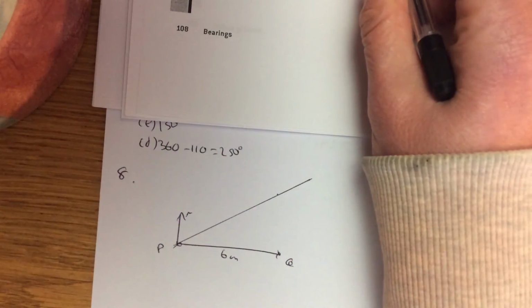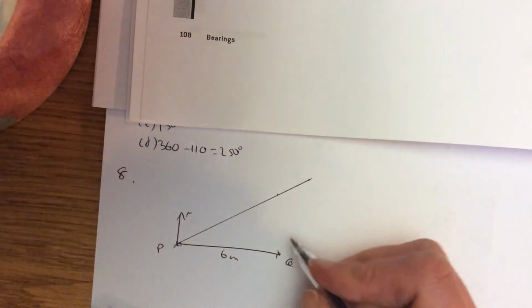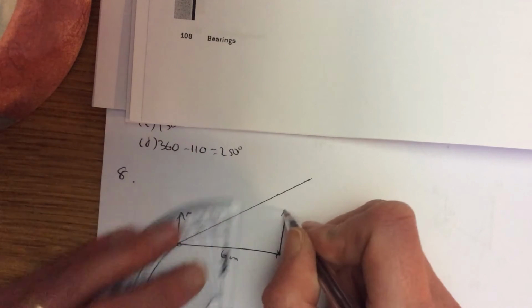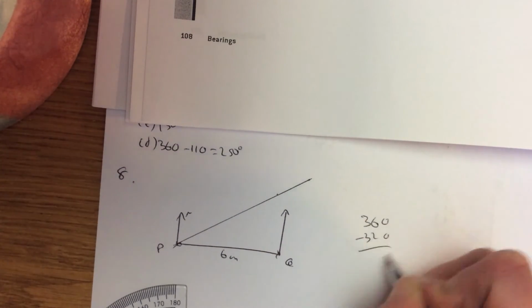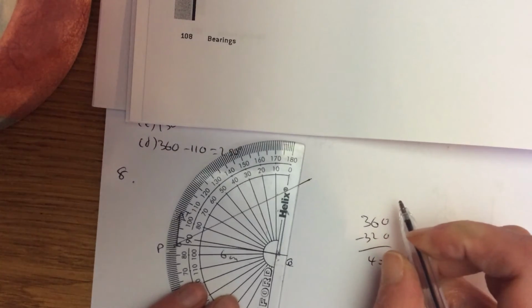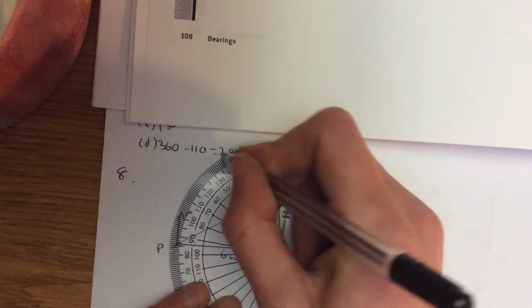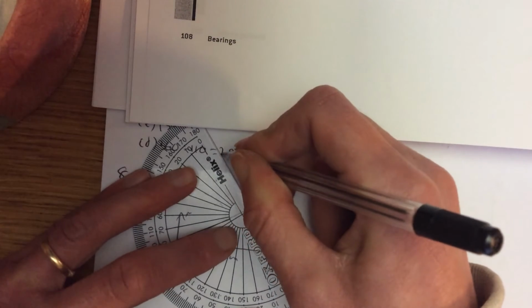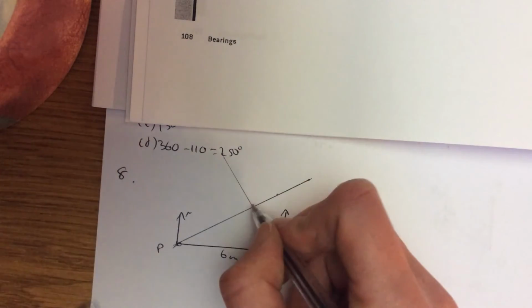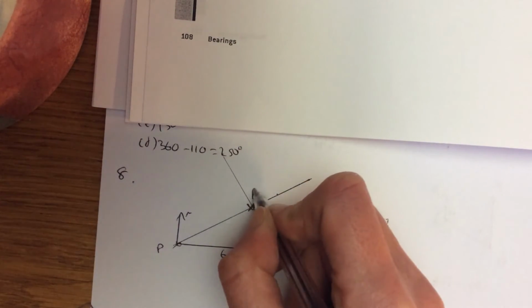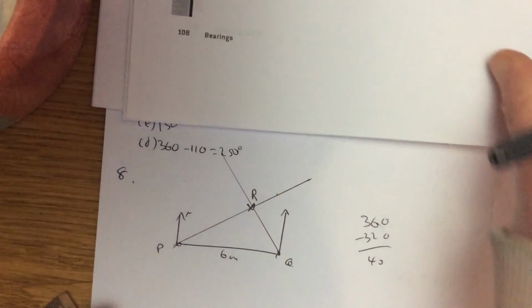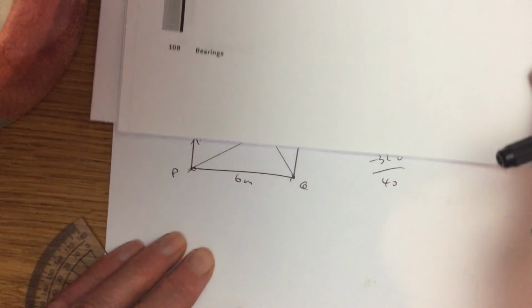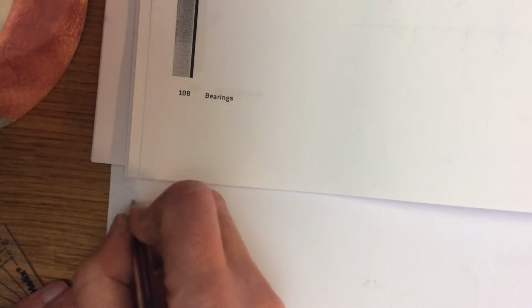The next bit of the question, R is on a bearing of 320 from Q. Now again, the protractor only goes up to 180, so 360 take away 320 is 40 degrees. So I'm going to go out the back, 40 degrees to here, and then you just join it up. So this point here must be R, and then it wants you to measure the length of P to R just using a ruler.